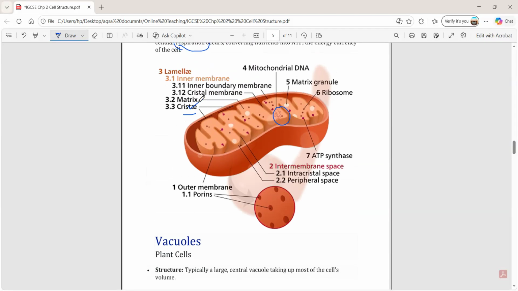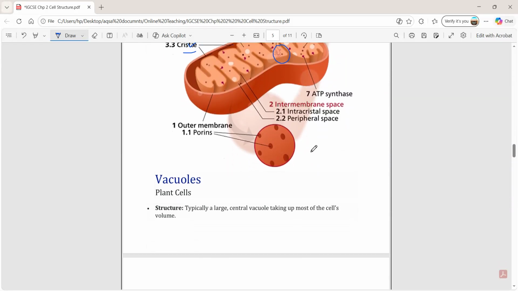Now, this is present both in animal and plant cells. What is a vacuole? Vacuole, basically, let me draw a structure of a plant cell.